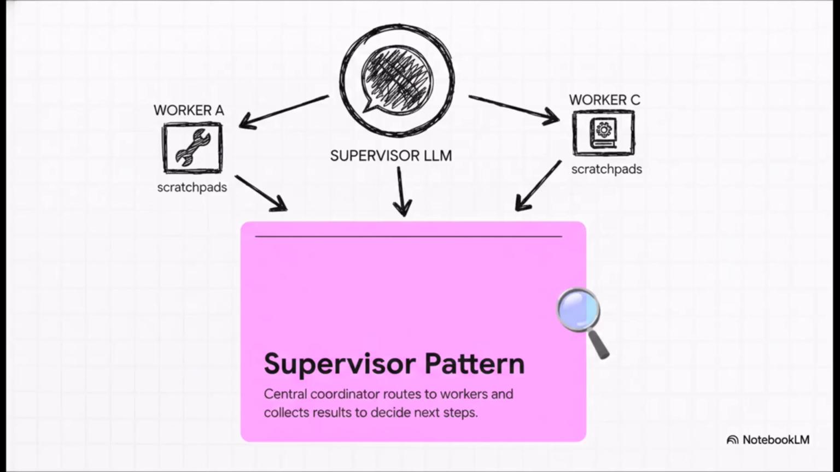By definition, this is a setup where a central coordinator agent routes tasks to specialized workers, collects their outputs, and decides the next step. Think of this as the classic manager of your org chart. The supervisor itself is an LLM, and it's reasoning about which agent to call next. Importantly, though, the worker agents have their own independent scratchpads. This means the supervisor doesn't get totally overwhelmed reading every single intermediate tool call. It only sees the final summaries from the workers, which totally prevents information overload.